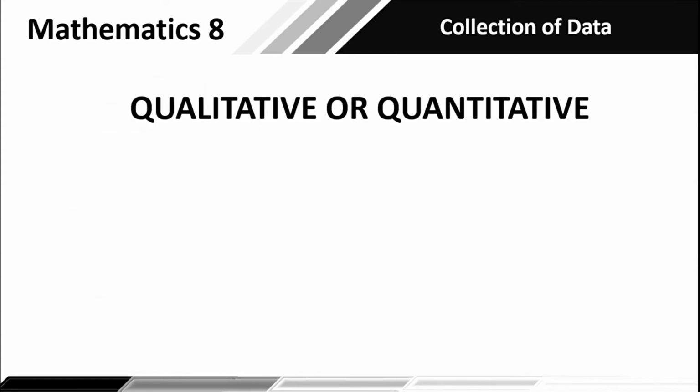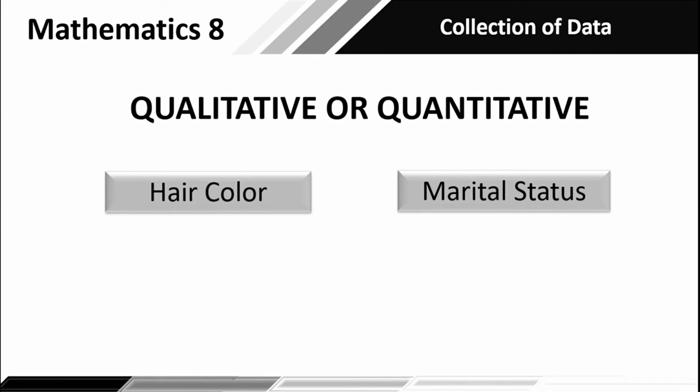To fully understand this concept, let's identify whether the following examples are qualitative or quantitative variables. First one is hair color. We cannot represent color by numbers, therefore, it is automatically a qualitative variable. Next one is marital status. Marital status can be categorized as single, married, or widow, or the like. So there is no number in this particular example. It is a qualitative variable.